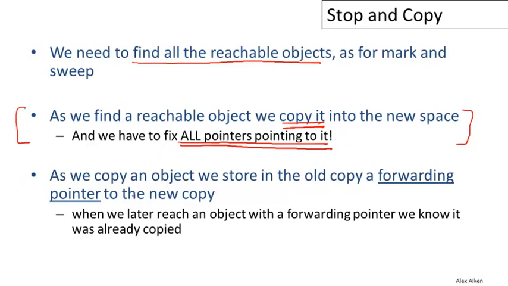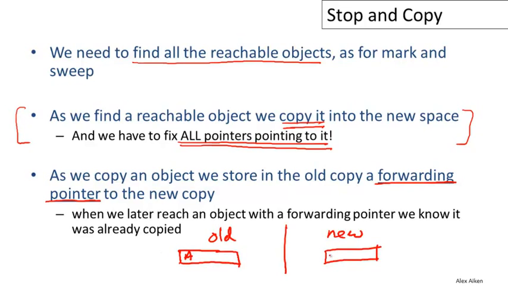Well, here is an idea. When we copy the object, we're going to store in the old version of it what's called a forwarding pointer to the new copy. So let's take a look at what that looks like. So we have our old space, we have our new space, and let's say we discover some reachable object A in the old space. So what we're going to do is make a copy of it over here in the new space, and that's easy enough to do.